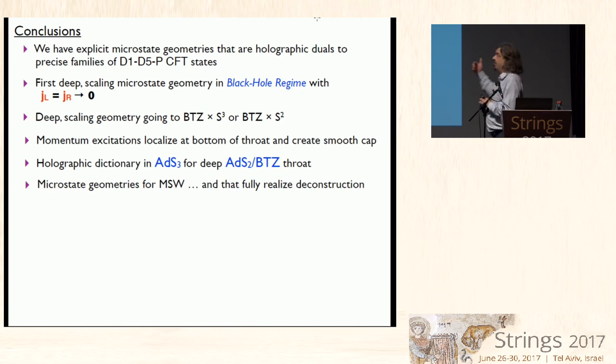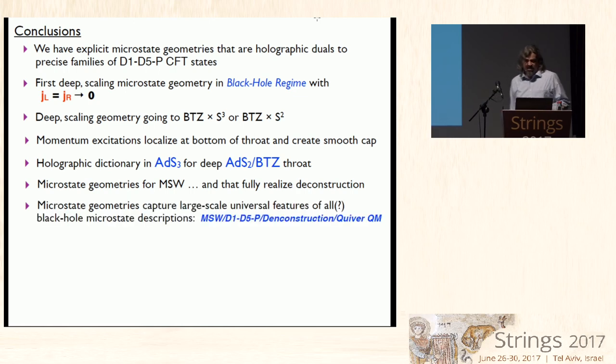Okay, and these are microstate geometries that also represent states, presumably of MSW, and that fully realize the whole deconstruction idea in this context. Finally, it's sort of more philosophical, and maybe I'll get into trouble for this, but what I started trying to say is that microstate geometries should capture the universal large-scale gravitational effects of whatever microstate structure you try and line up at the horizon. And so in this talk, basically I've shown you that you can get MSW, you can get D1, D5, P, and while I haven't talked about what deconstruction is exactly, it does realize the deconstruction story. And going back, there's even direct connections between what we've been doing and Frederik Denef's quiver quantum mechanics.